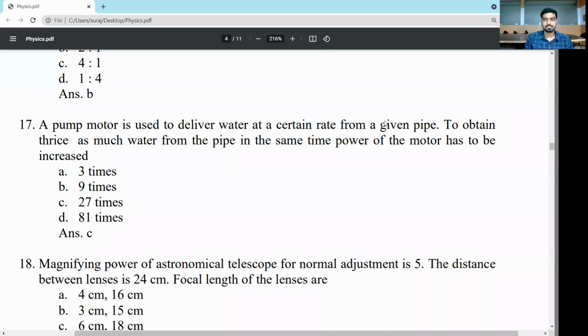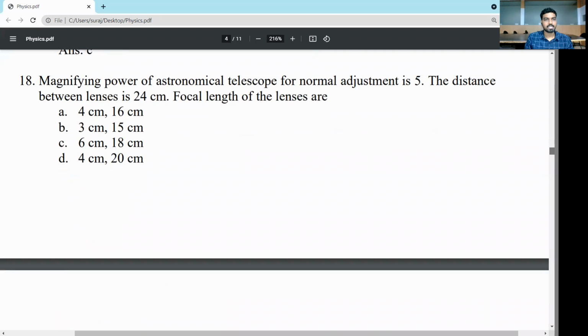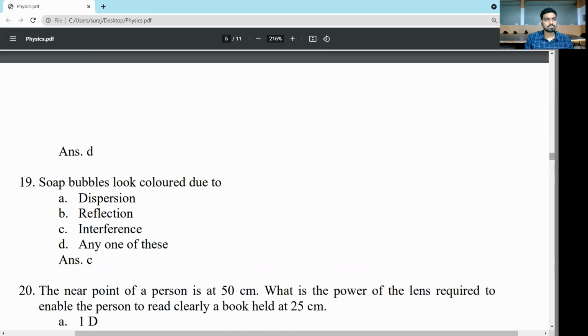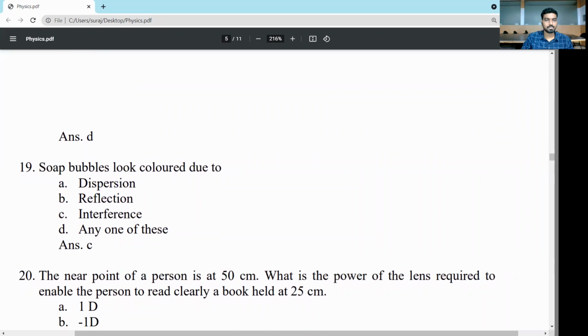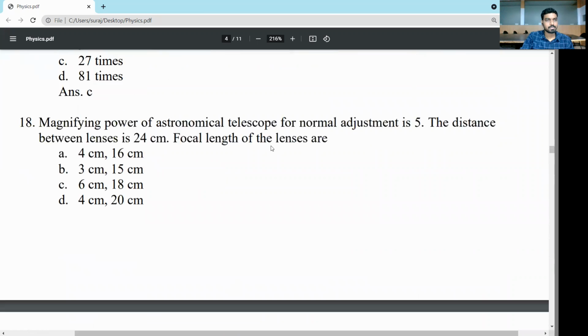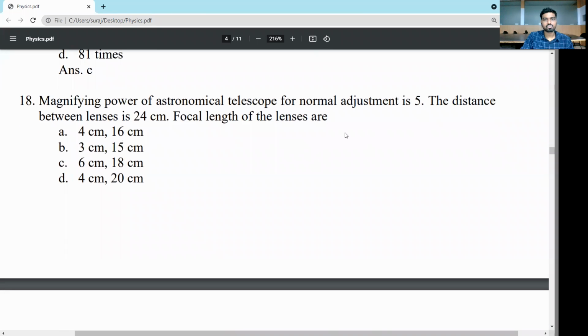Question number 18. Magnifying power of astronomical telescope for normal adjustment is 5. The distance between lens is 24 centimeter. Focal length of the lenses are? Normal adjustment is what? Normal adjustment is final image is at infinity.